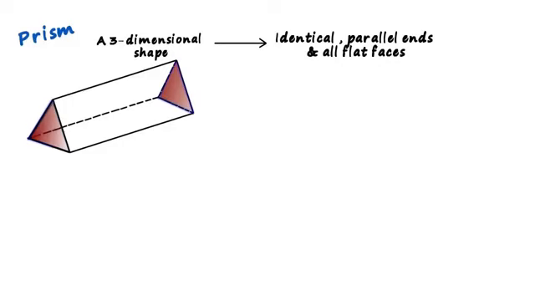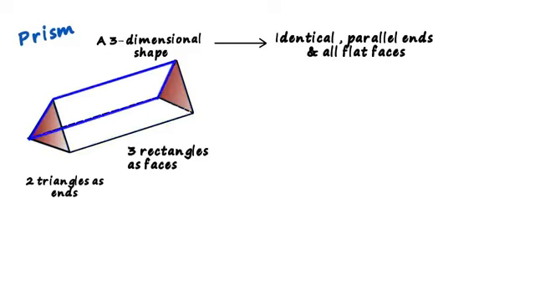This figure has two triangles at its ends. And it has three rectangles as faces. This one in the front, one at the back, and one at the bottom. Now we look at the definition. It says that the ends are identical and parallel. They are identical since both are triangles, and both the triangles are parallel to each other.